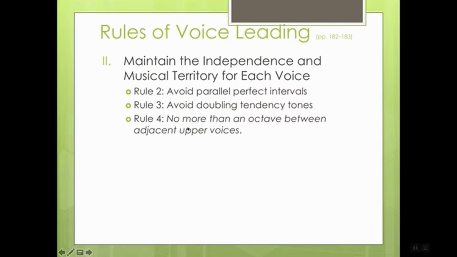What about if I said, can you have more than an octave between the bass and tenor? The answer is yes, you can have more than an octave between bass and tenor because the tenor is an upper voice, but the bass is a lower voice. Okay, so that's why you remember that one verbatim.